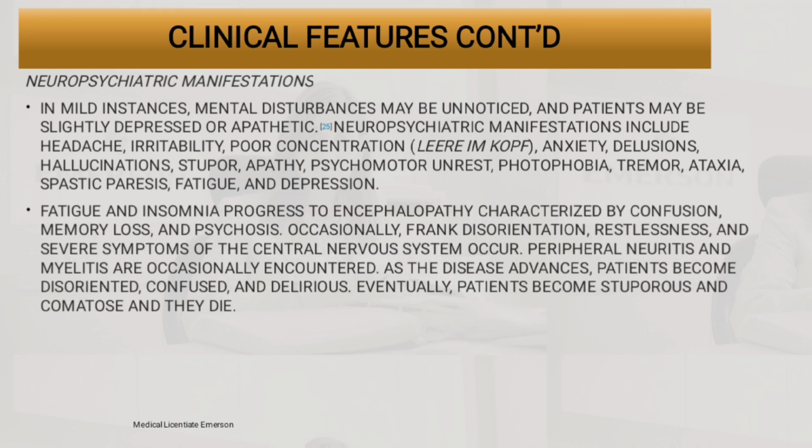So the fatigue and insomnia progress to encephalopathy, characterized by confusion, memory loss, psychosis, occasionally frank disorientation, restlessness, and severe symptoms of the central nervous system occurs. Then peripheral neuritis and myelitis are occasionally encountered. Then as the disease advances, the patient becomes disoriented, confused, delirious. Eventually, the patient becomes stuporous and comatose, and they die.